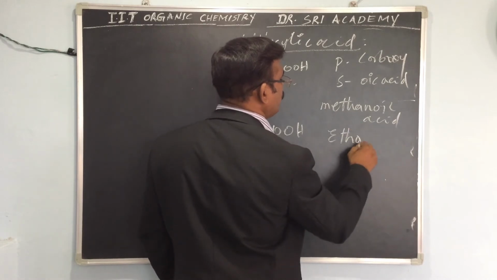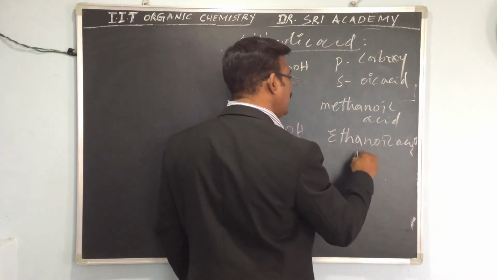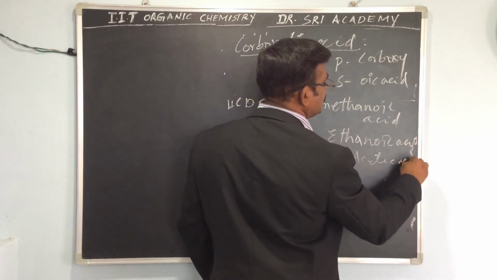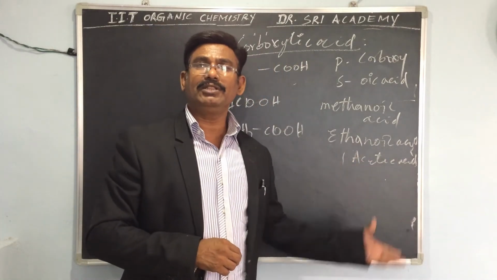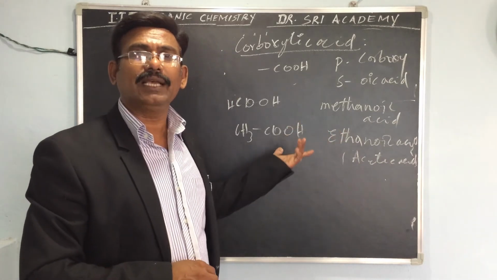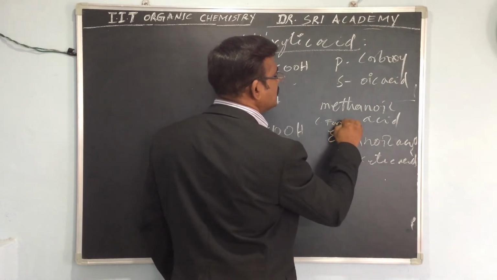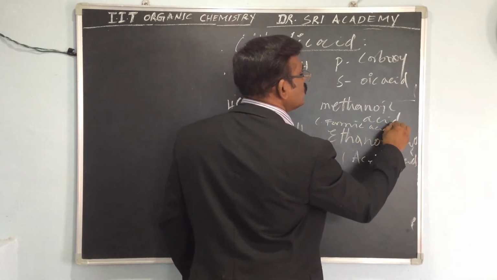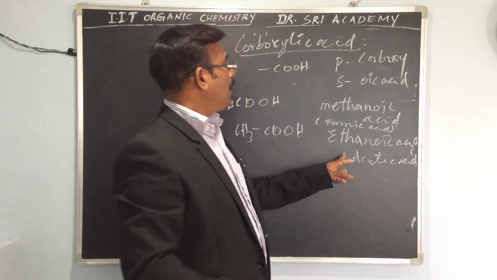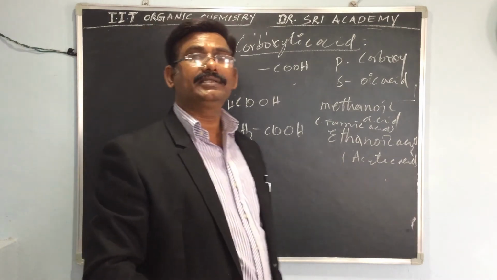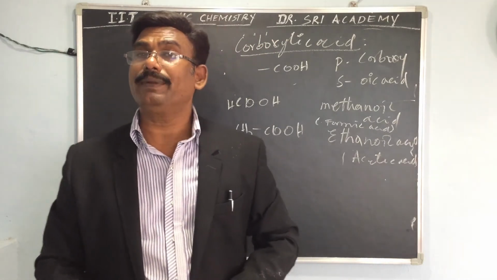So what is the name of this compound? The common name of ethanoic acid is acetic acid. What is the common name of methanoic acid? Formic acid. Formic acid is present in ants. And acetic acid is vinegar. Okay. And next, three carbons are there.